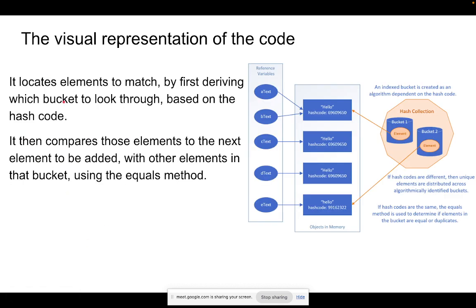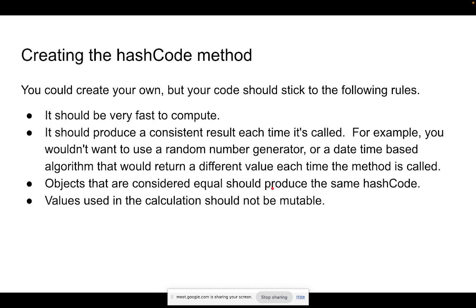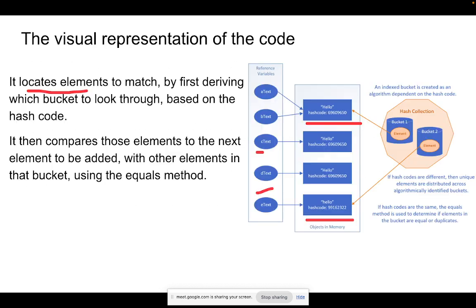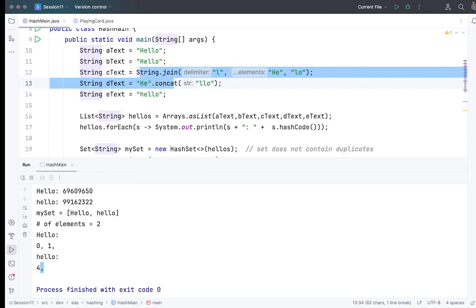Now, what is happening in the background? It locates the element by first deriving the bucket, based on these two highlighted lines, and then compares those elements to decide whether the next element is to be added or not. Once you have this third and fourth value, even though they are the same, they are not going to be added because they are already present there.